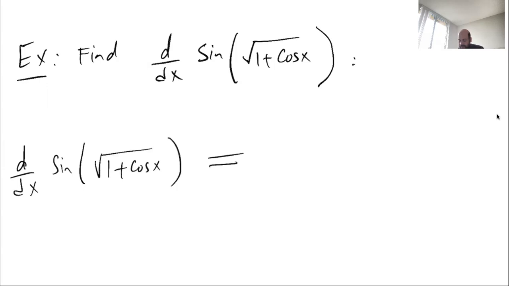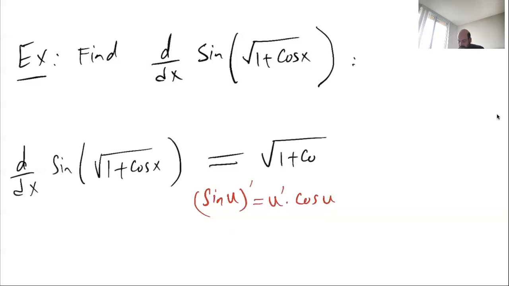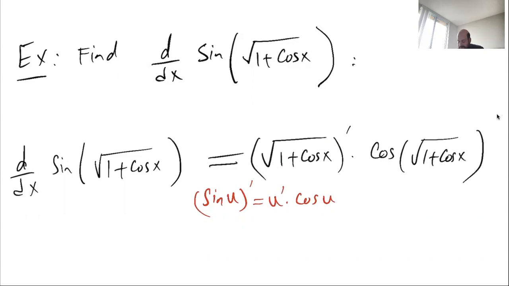Just use the formula for sine u. What is the derivative of sine u? The derivative of sine u is equal to u prime times cos u. So then this is equal to the derivative of root 1 plus cos x, times cos of root 1 plus cos x. Sine u's derivative is u prime times cos u, so this guy's derivative times cos u.